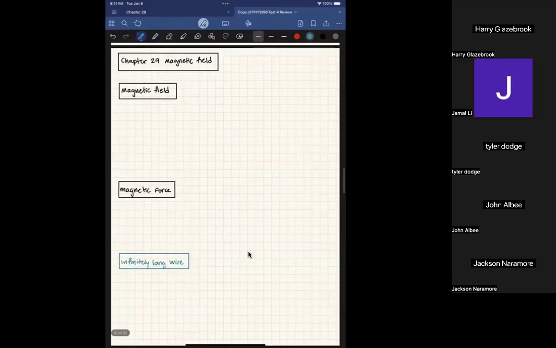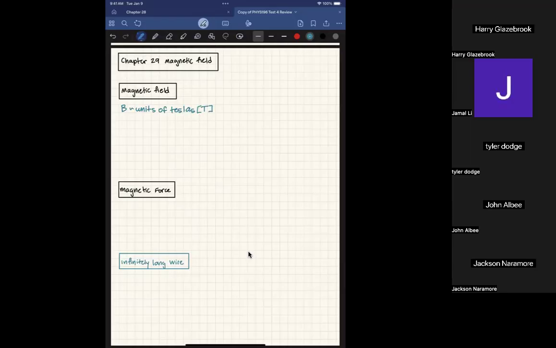Okay. So the magnetic field we usually note with a B, and it has units of Teslas, which is just this big T.